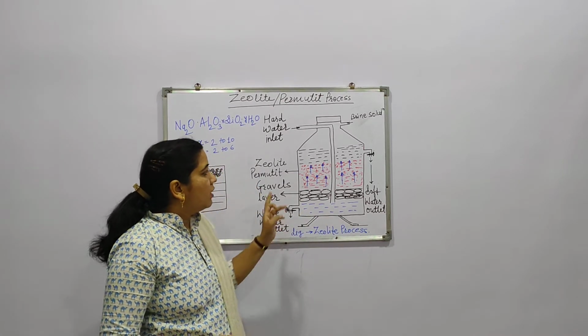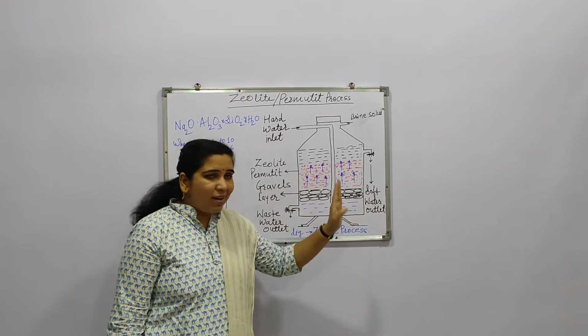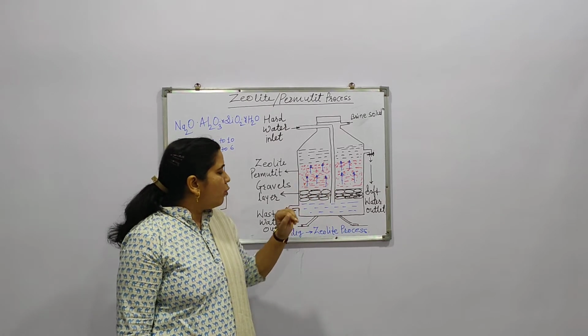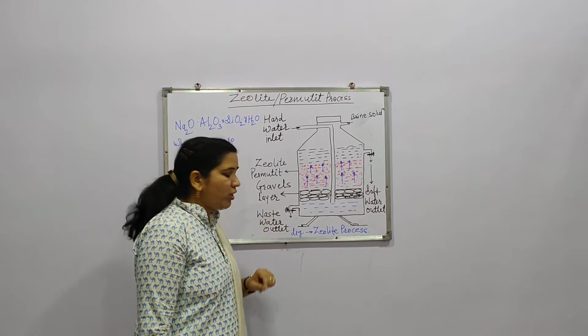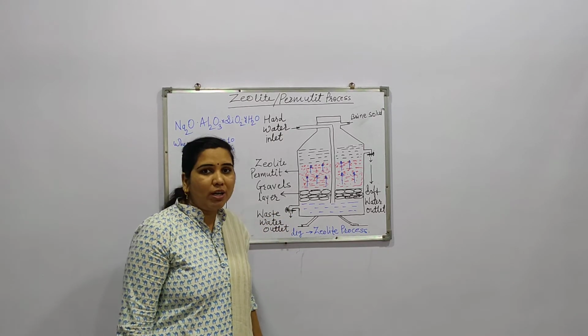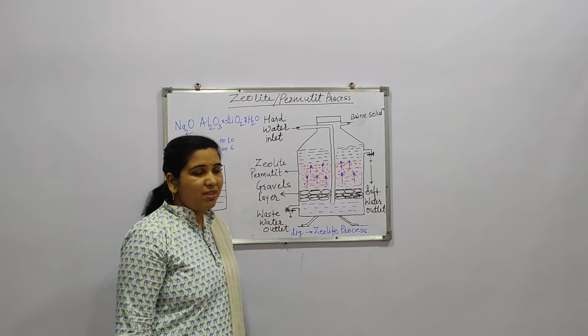So in this way, here there is a construction. There is a large tank. There are different types of openings like this. Here there is a tap showing water, which is a wastewater outlet. So here there is an outlet for the wastewater.